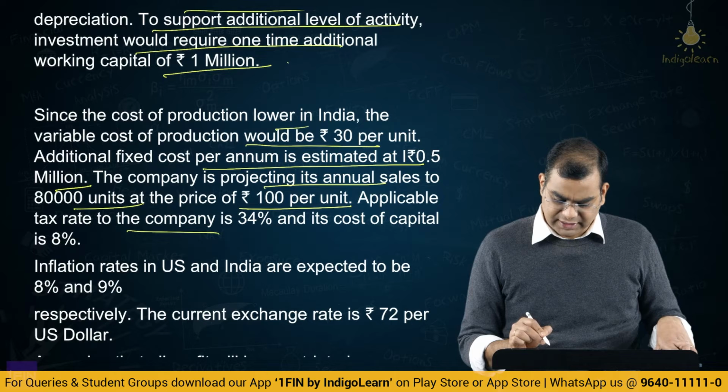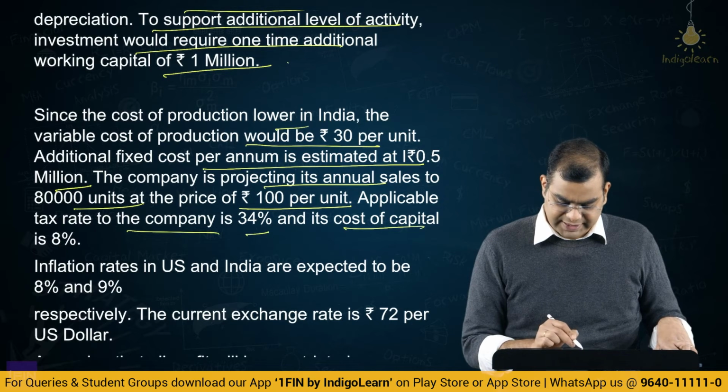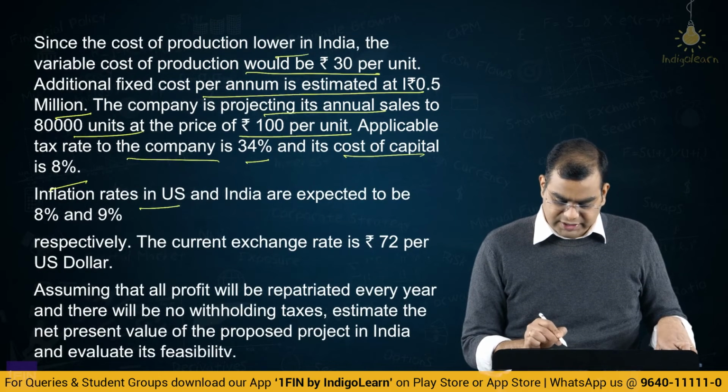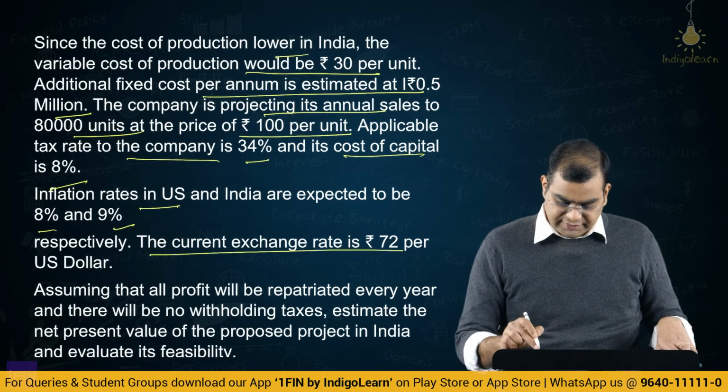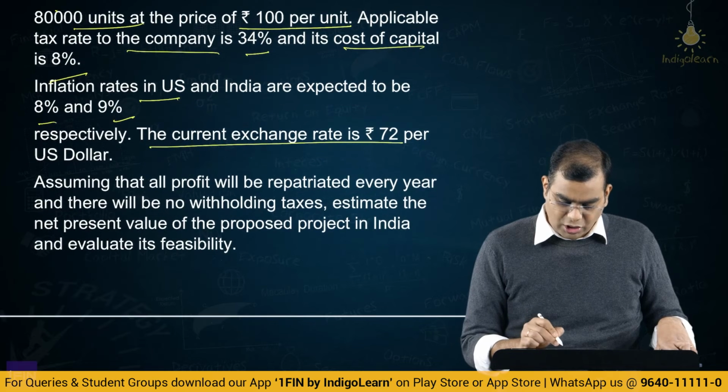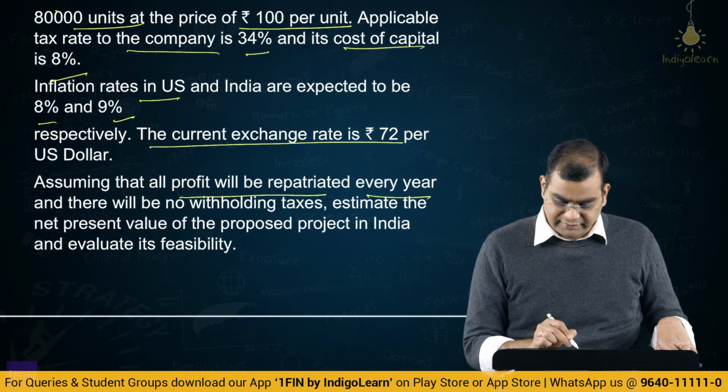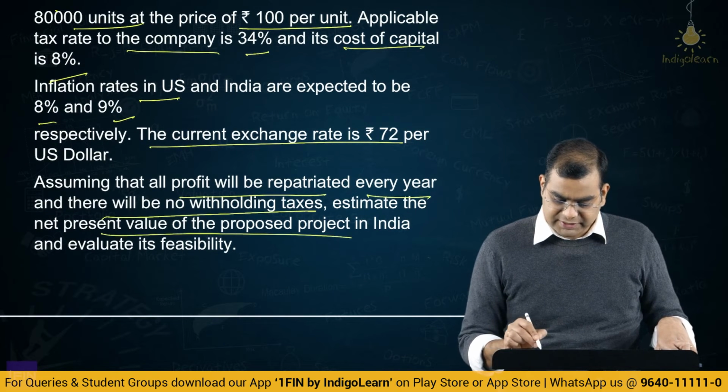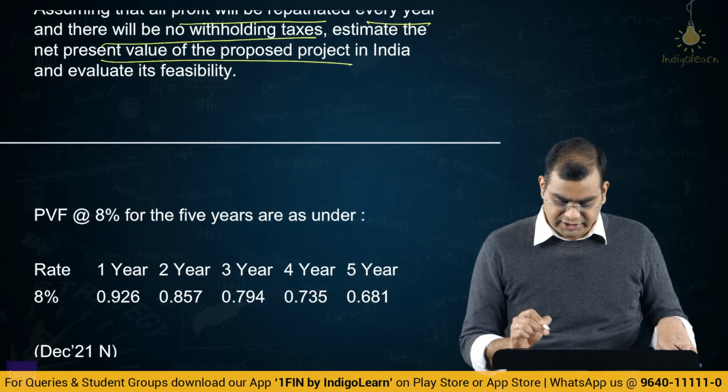Applicable tax rate in the company is 34% and cost of capital is 8%. Inflation rate in US and India are expected to be 8%, 9% respectively. The current exchange rate is 72 rupees per dollar. Assuming that all profit will be repatriated every year and there will be no withholding tax, estimate the net present value of the proposed project in India and evaluate its feasibility.